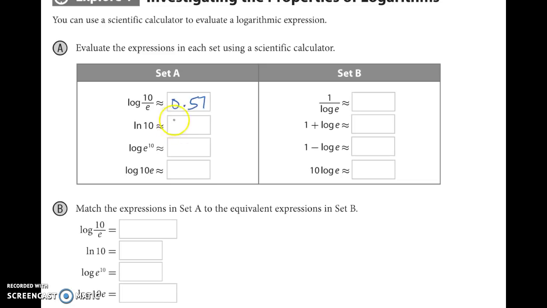ln 10 is 2.30. Log of e to the 10th power is 4.34. And log of 10e is 1.43. For set B, again, I've already gone ahead and found these values. So I have 1 divided by log e is 2.30. 1 plus log e is 1.43. 1 minus log e is 0.57. And 10 log e is 4.34.